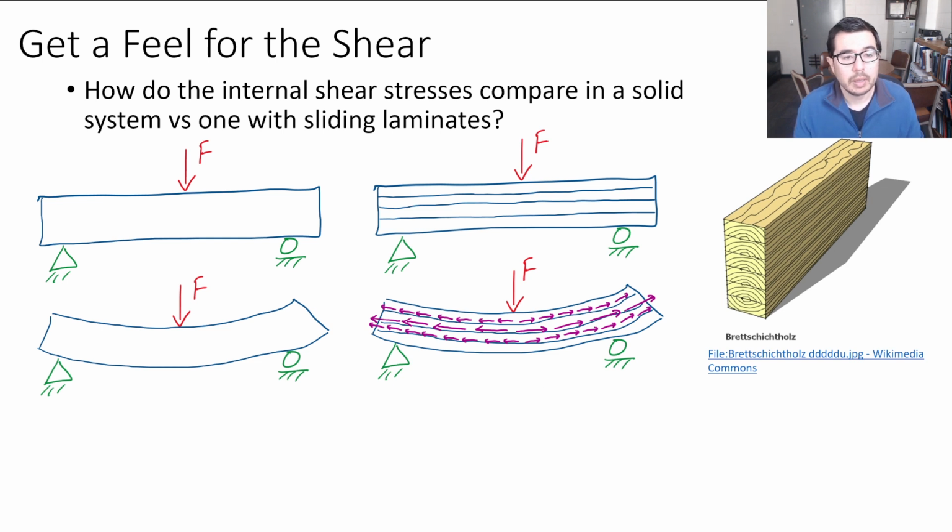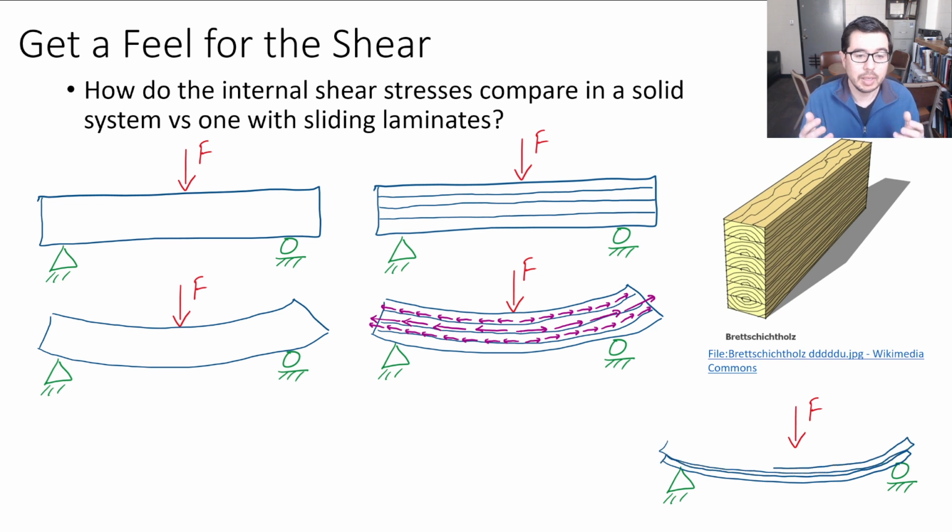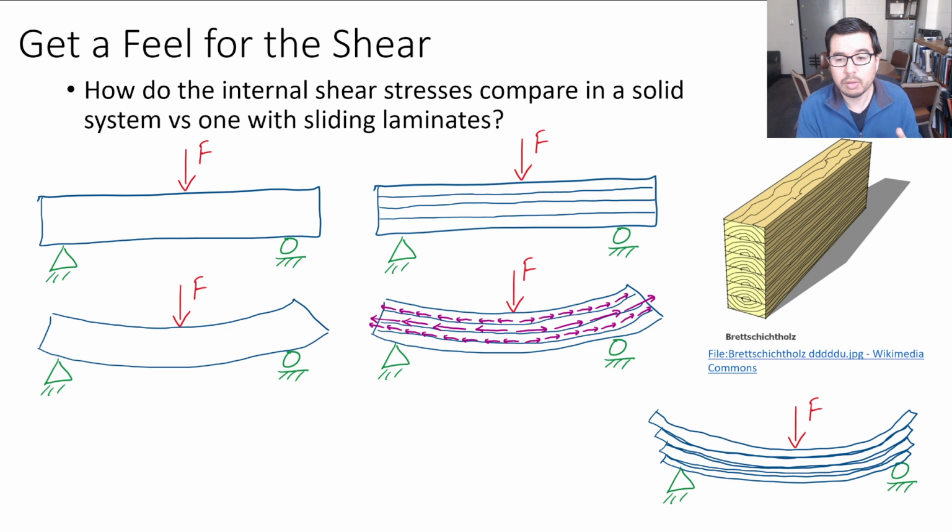Now, let's go back and think about what would happen if these laminates, or these sheets, were able to slide against each other. You'd see more bending for a given amount of force, and you would not see as much shear stress inside, because these sheets would be able to slide against each other.